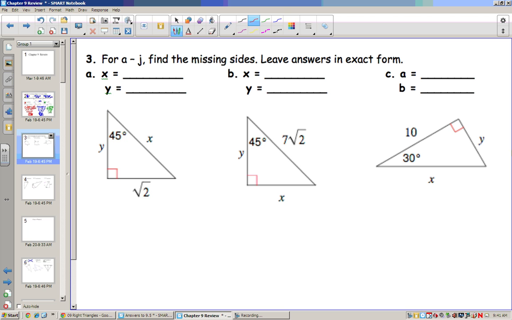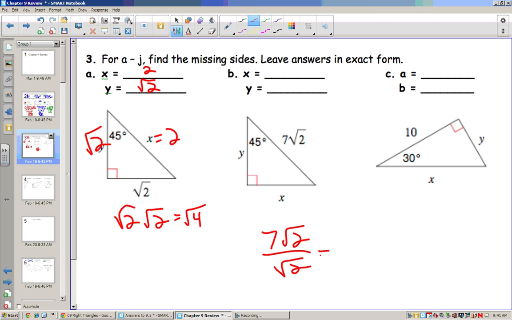All right, now these are special right triangles. So if this is 45, 45, 90, if that's root 2, this side would be root 2. And we multiply the short side times the square root of 2 to get the hypotenuse. So root 2 times root 2 is root 4. The square root of 4 is 2. So x is 2, y is the square root of 2. Now, in this 45, 45, 90, we have the hypotenuse. We have to divide by the square root of 2 to get the sides. So root 2 over root 2 will cancel out, leaving just 7. So this side 7, and this side 7.